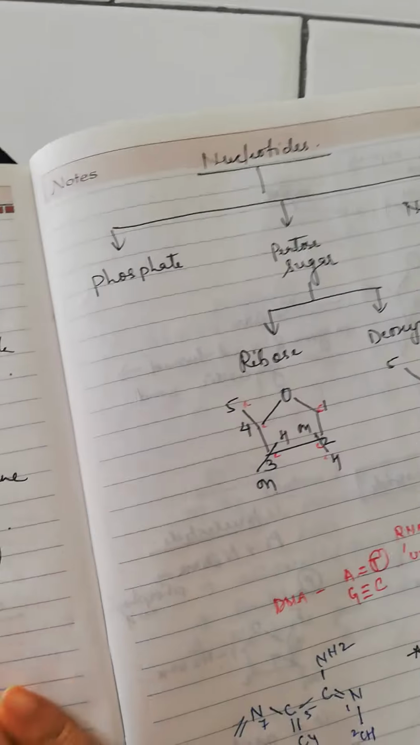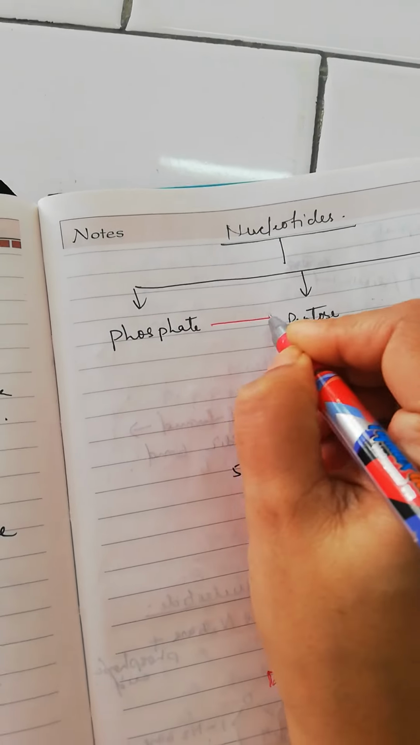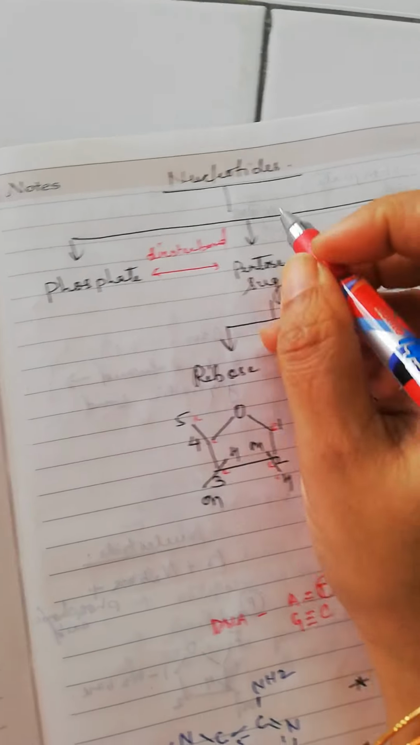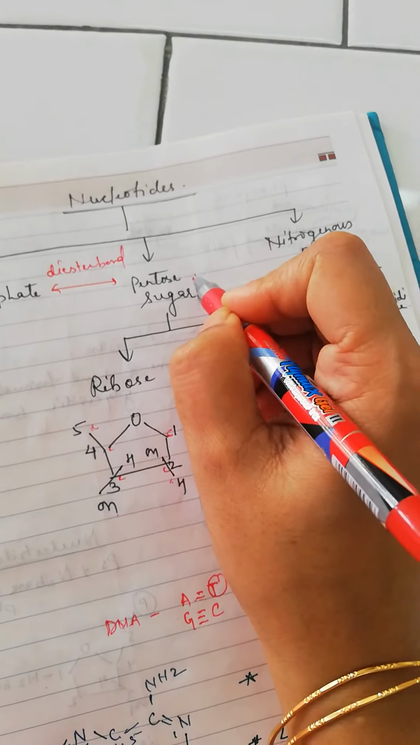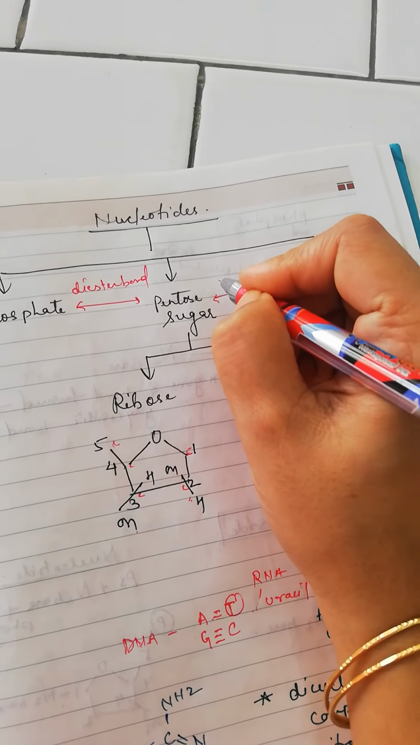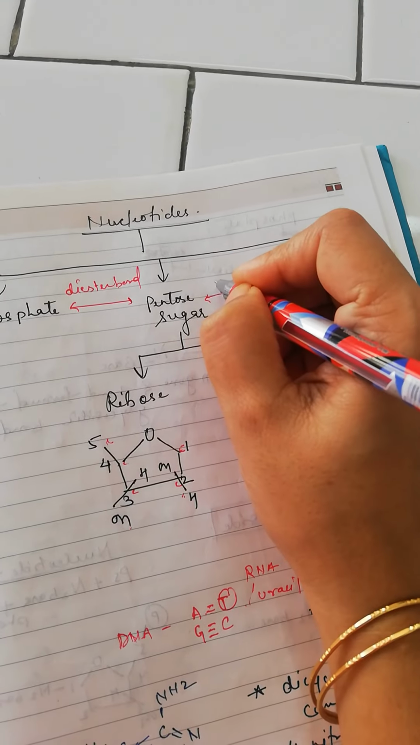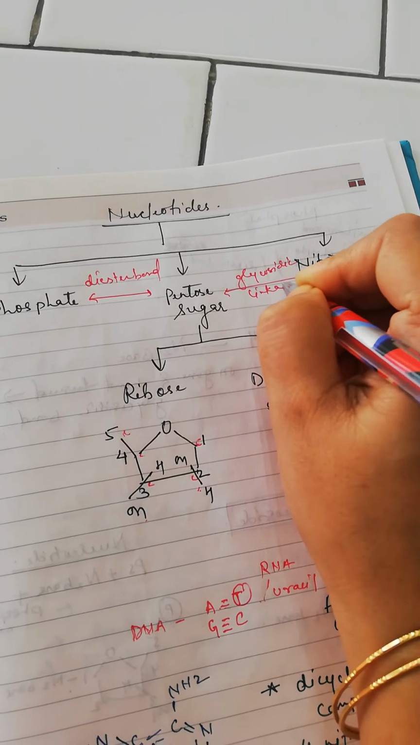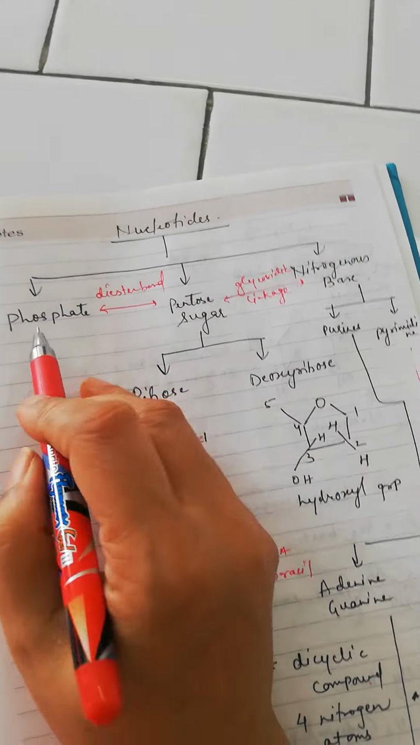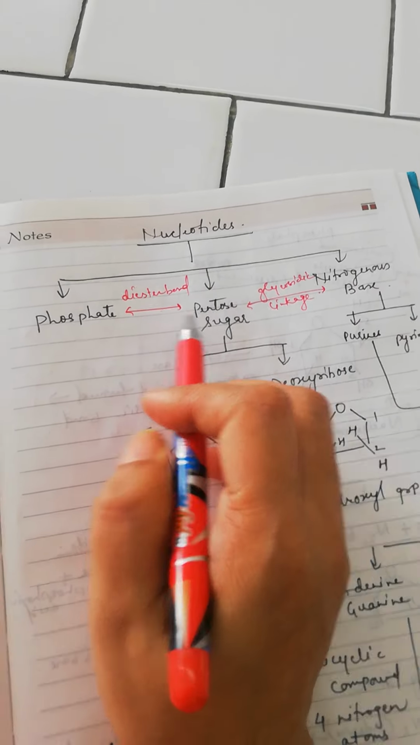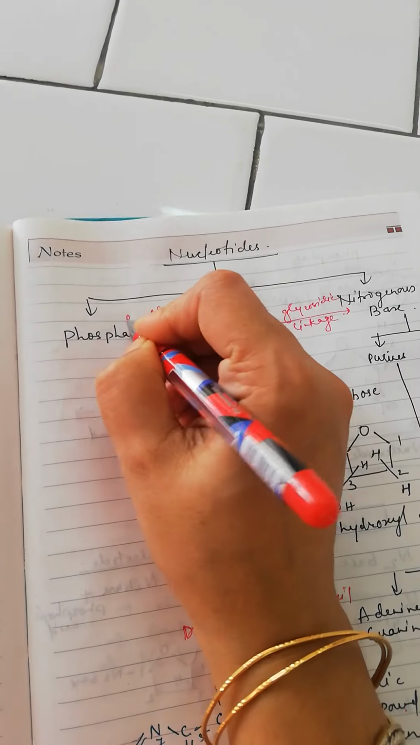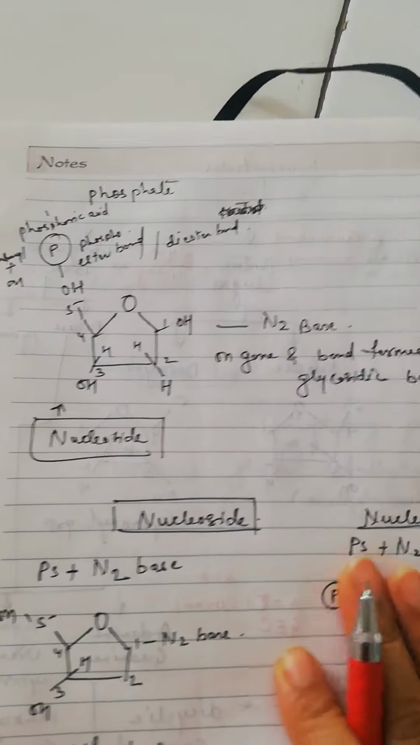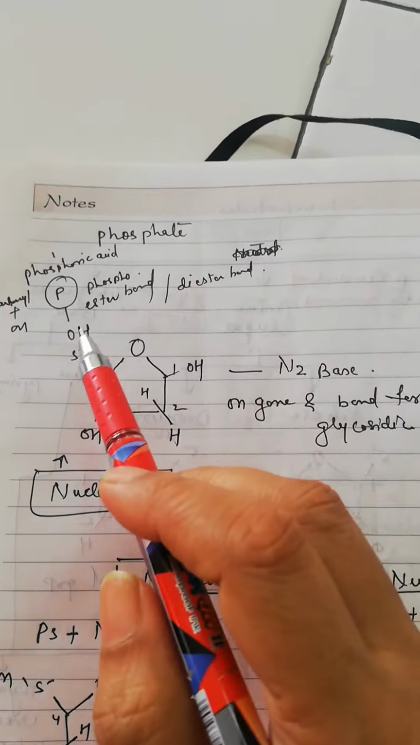So when phosphate forms a bond with pentose sugar, it is known as a diester bond. Okay, and when this pentose sugar forms a bond with this nitrogen, it is known as glycosidic linkage. And when phosphate forms a bond with pentose sugar, it is known as phosphodiester bond. Okay, so here we can see how this structure was formed.